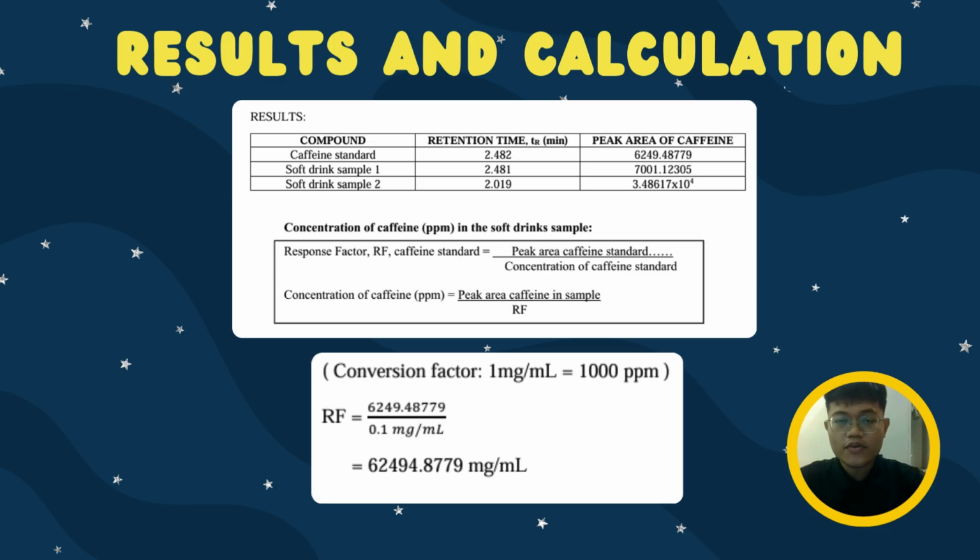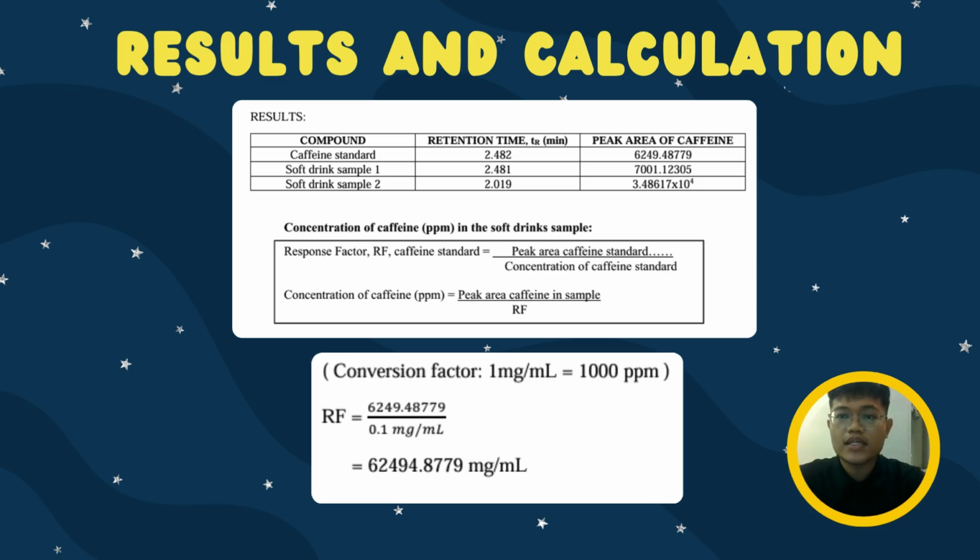We use three types of compound. The first compound is the caffeine standard. The retention time that it has is 2.482 and the peak area of the caffeine is 6249.48779. For the soft drink sample 1, we have analyzed the cough drink.